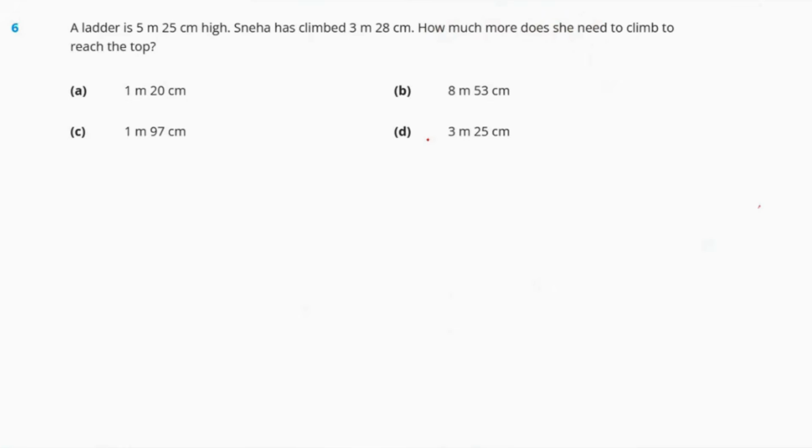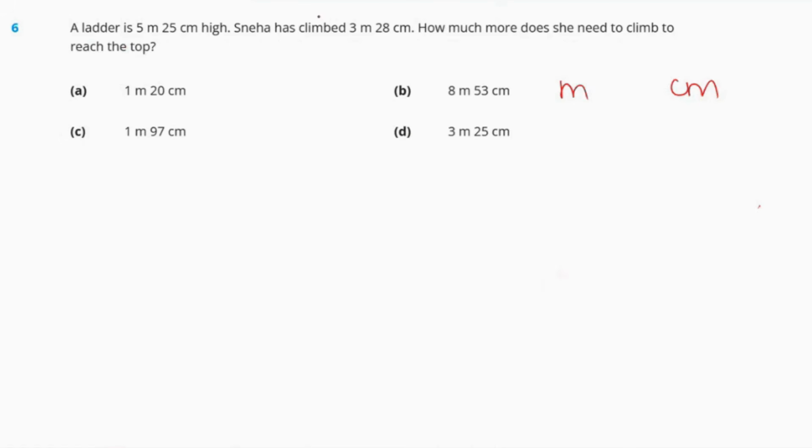Question 6. Our ladder is 5 meter 25 centimeter high. Sneha has climbed 3 meter 28 centimeter. How much more does she need to climb to reach the top? Okay. Now, in this question, we are provided with the total length of the ladder, right? So the total length, let us note down these values. So first of all, we'll make two different sections, one for meter and the other for centimeter.